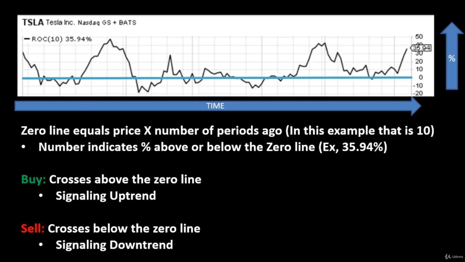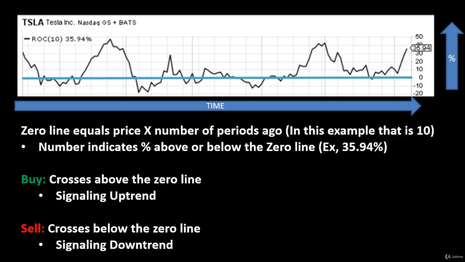The signals that you want to be watching for, which make it visually appealing and easy, are these: it's a buy signal if it crosses above the zero line. It's part of signaling an uptrend. If you look at Tesla here, you can see it crosses below and above the zero line a couple of times, but mostly it stays above that zero line. So if it crosses above the zero line, it's an uptrend signal, and it's a buy signal.